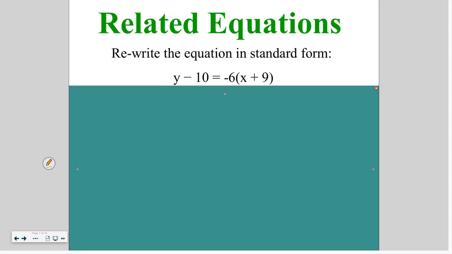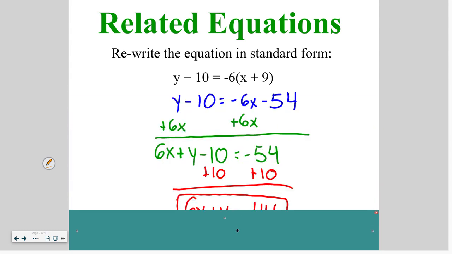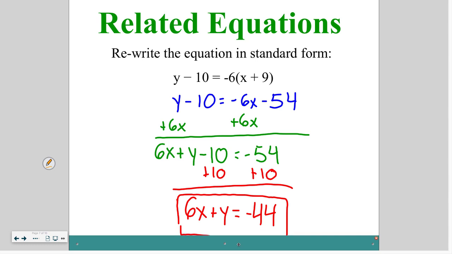Go ahead and try this one on your own, rearranging to get into standard form. Again, first step is the distributive property, so negative 6x minus 54. There are no fractions or decimals to worry about this time, so we're going to start moving things around. Because our x was negative, we want to turn it into a positive, so we're going to add that to the other side of the equation. Then we want to get that 10 away from our x and our y value, adding 10 to the other side, giving us a final answer of 6x plus y is equal to negative 44. If you have questions about that, let me know when you get to class.